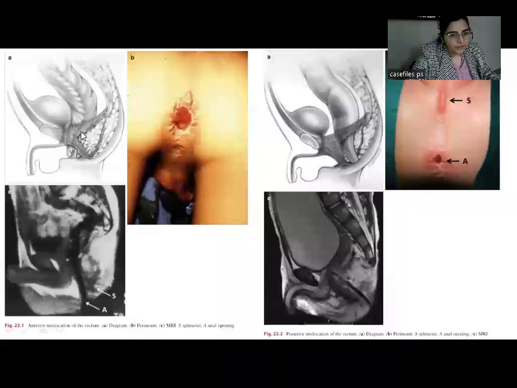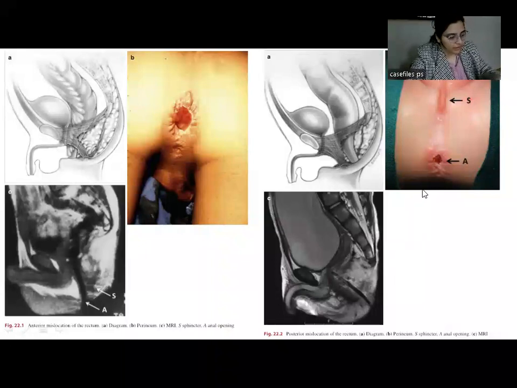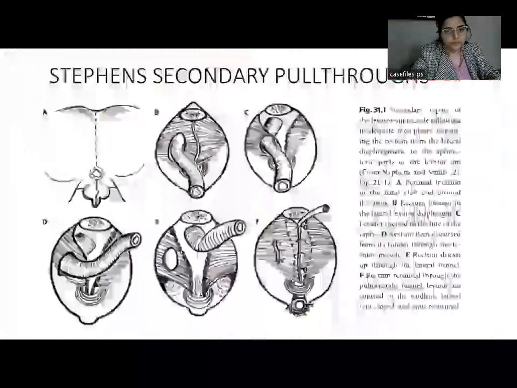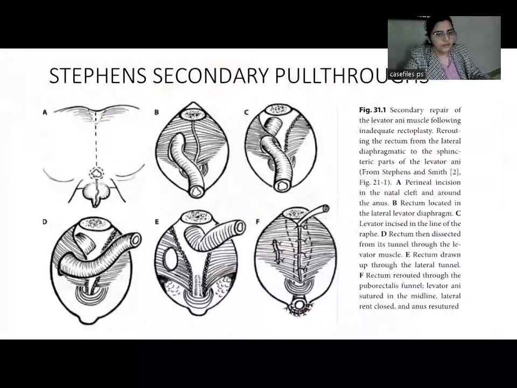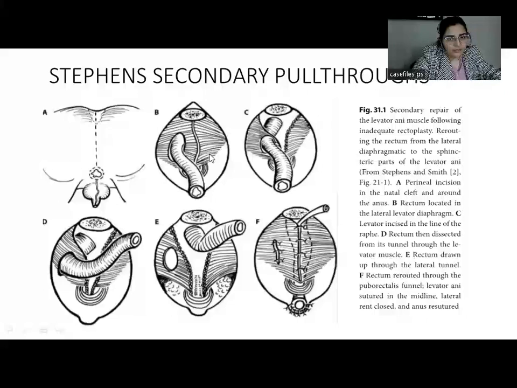Or it could be that, as you can see in this image, the rectum is placed too anteriorly. There is anterior mislocation of the rectum. Or it could be that the rectum has been brought out too posteriorly, that it's not in the midline between the sphincter complex. For these, Stephens has described a secondary pull-through procedure. As we can see in this, the rectum has been brought out laterally to the sphincter complex.